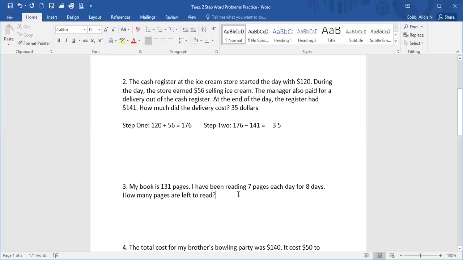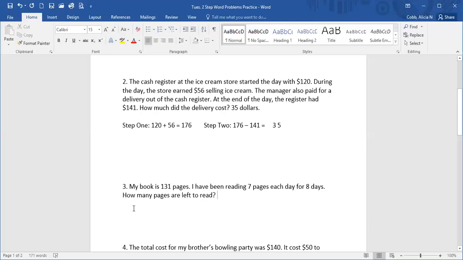Okay, number 3. My book is 131 pages. I have been reading 7 pages each day for 8 days. How many pages are left to read? All right, so again, like before, I have to find all of the numbers that are involved in this problem. And I'll give you some think time. So if you found 3 numbers, and those 3 numbers are 131, 7, and 8, you are correct.